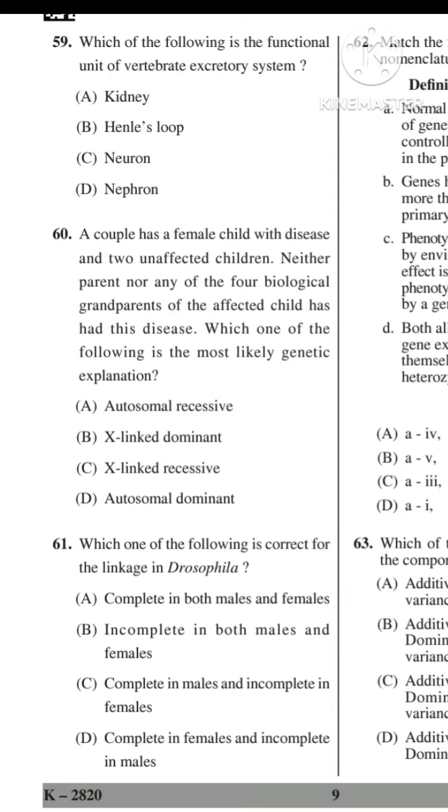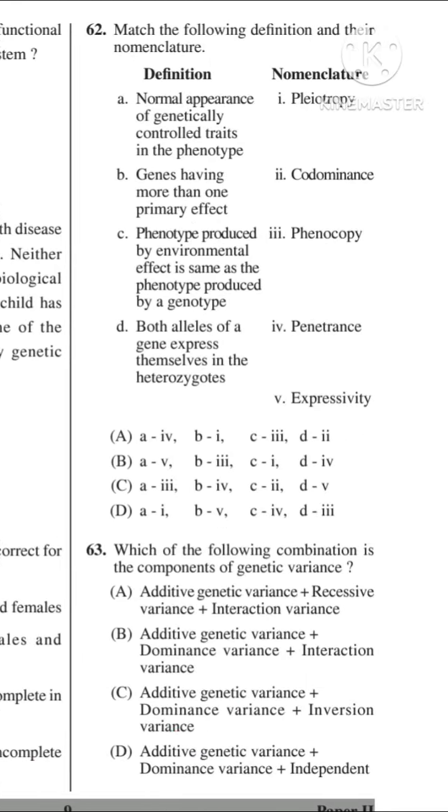So which one of the following is the correct for linkage in Drosophila? So very important. This year also we can expect this question. So the correct answer is the linkage in Drosophila. It is complete in males and incomplete in female. Option C is the right answer.